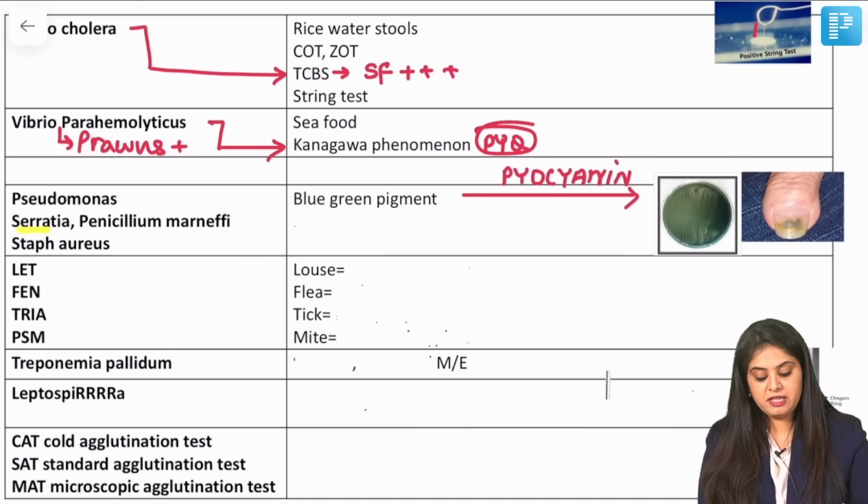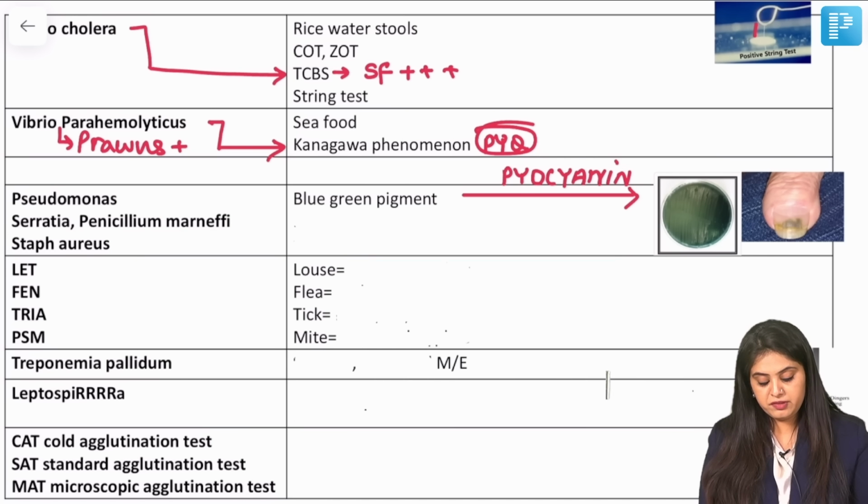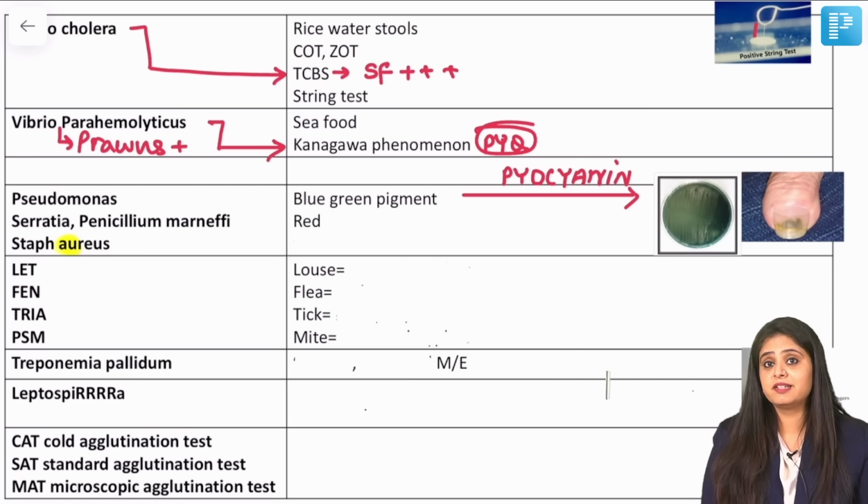Next, coming to Serratia, that's a bacteria with red color pigment. Then Penicillium marneffei is a fungus, that's also red color pigment. So both of these produce red. Coming to the last, that is Staph aureus. When you say Au, that reminds you in the periodic table of gold. That's the chemical formula. So this produces a golden color pigment.